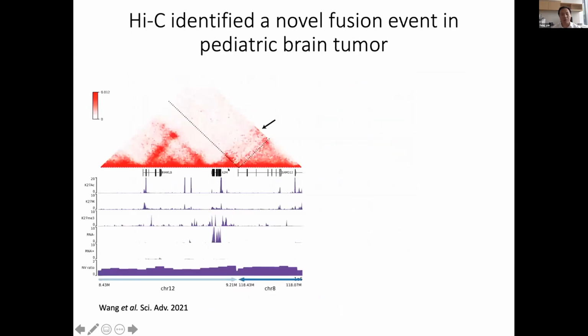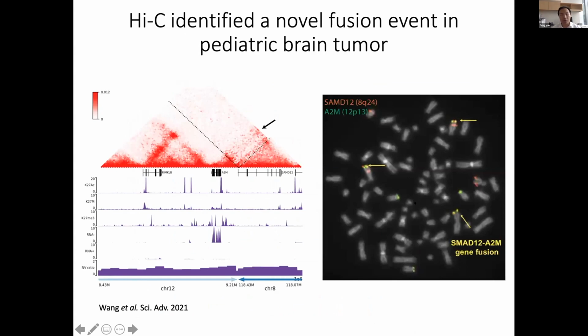We also used Hi-C to detect fusion events in pediatric brain tumor. In this case, this Hi-C map is between chromosome 12 and chromosome 8. Using our software, we are able to reconstruct the Hi-C map just for these parts, and here are the fusion events. Then, collaborating with our pathology colleagues, we performed the FISH experiments.